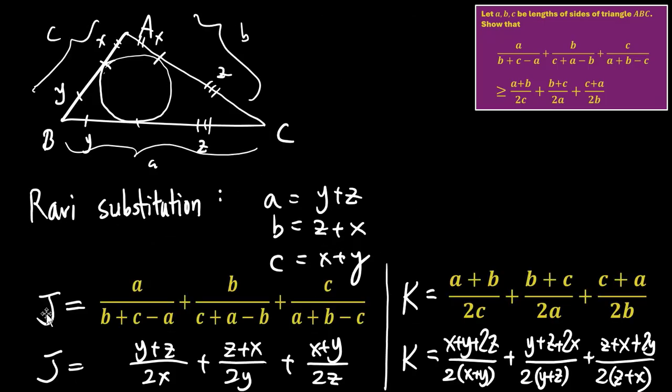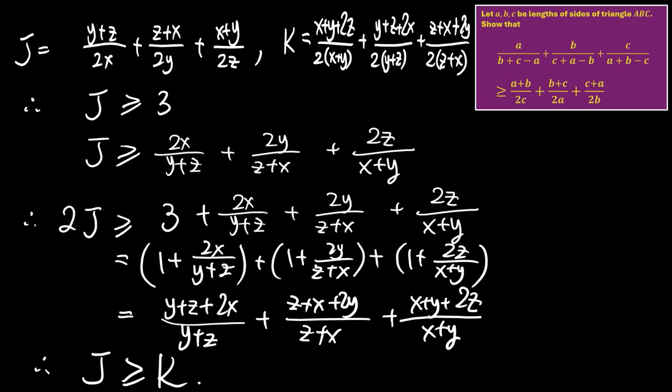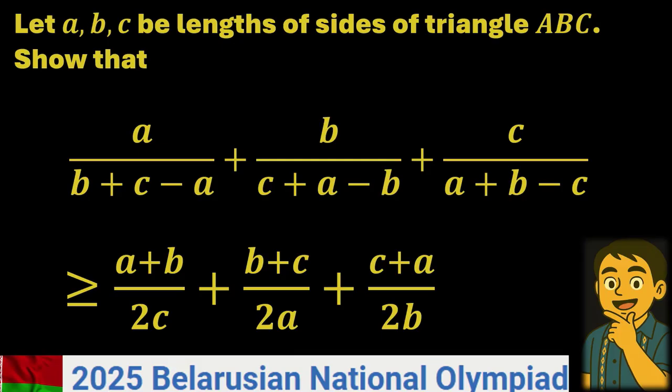Since J is the left hand side of the original inequality and K is the right hand side of the original inequality, we have proved that J is greater than or equal to K, meaning that we have proved the original inequality.